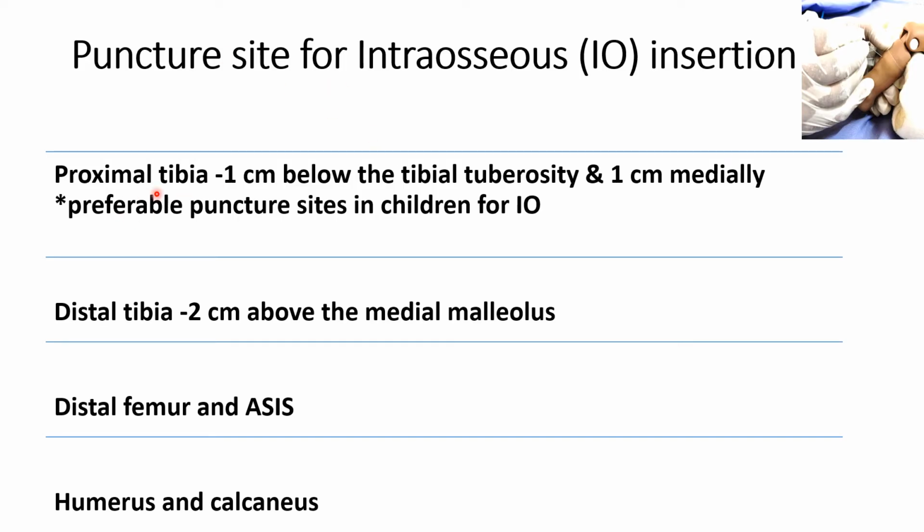Now what are the various sites for the IO insertion? Preferably we have to insert in the proximal part of the tibia. First we have to identify the tibial tuberosity, then 1 to 2 centimeter inferior to the tibial tuberosity and 1 centimeter medially we have to insert. It is a preferable site in the children because a thin layer of skin covers this region. Other sites are the distal part of the tibia. We can prefer this site also in more than 10 years age group. In this, 2 centimeter above the medial malleolus we have to insert. In adult, distal femur, anterior superior iliac spine, humerus and calcaneus are also the sites, but we don't prefer these sites in the children.